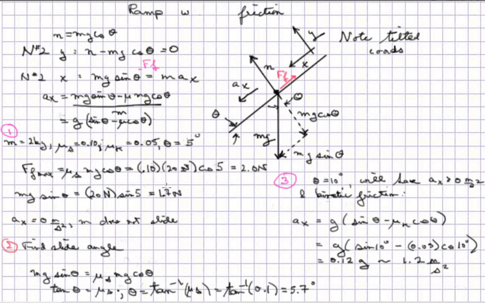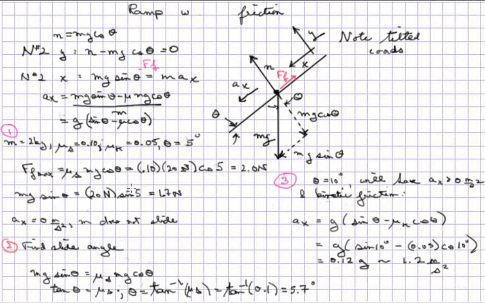And since the force down the plane is less than the force up the plane, the friction supplied will cancel this out. It can go up to a maximum of 2. It will simply supply 1.7 newtons going up the plane. And a sub x will then be 0 meters per second squared, and therefore m will not slide. It'll just stay there.